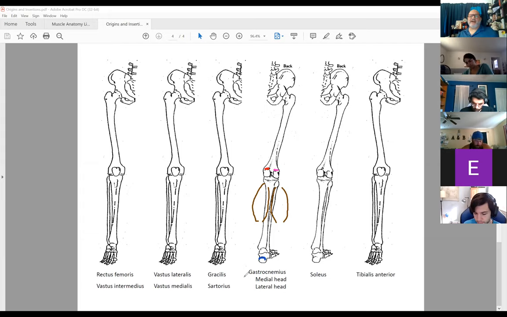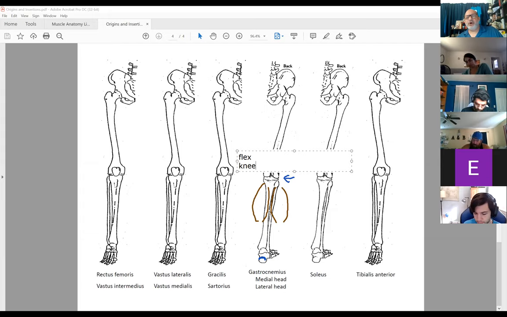So notice, like the bicep brachii, it sits on top of a bone, in this case the tibia, but it doesn't actually connect to it. It originates above the tibia on the femur. It inserts below the tibia on the calcaneus. Now, because of this, it crosses two joints. Being a posterior muscle, what is its effect on the knee going to be? Flex the knee. Flex the knee, excellent. And now we've got to talk about the ankle.